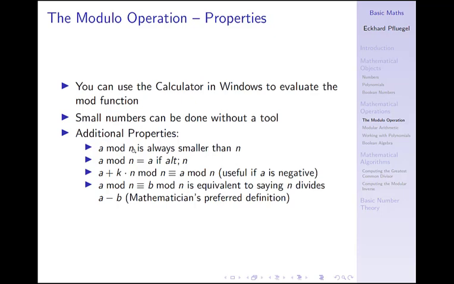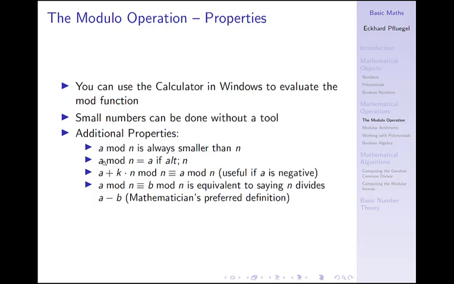Well, if you remember the definition of the modulo operation, it is the remainder that you get when you divide a by n. And obviously the remainder will always be smaller than n. So that's clearly the case.